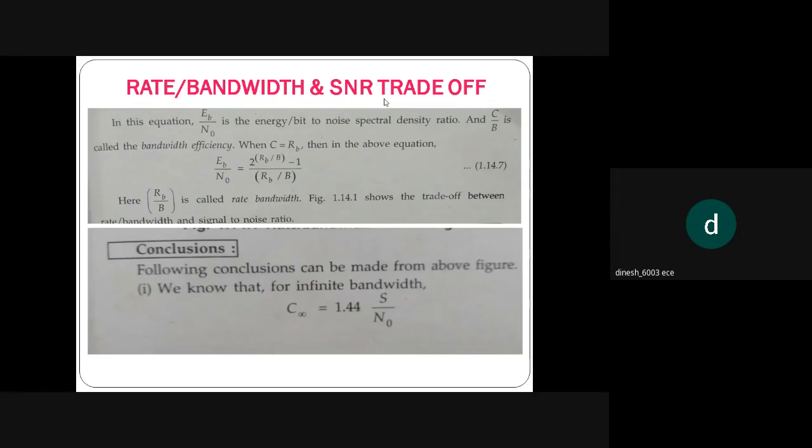More sophistically, we can rewrite in terms of efficiency also, as in this equation: Eb/N0 is equal to (2^(Rb/B) minus 1) divided by (Rb/B), where Rb is written in terms of C, the channel capacity.